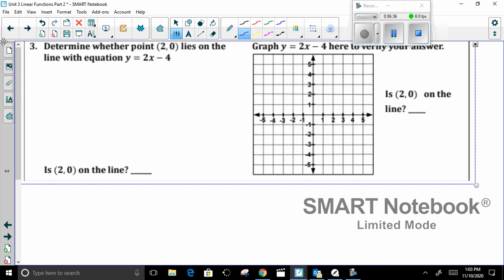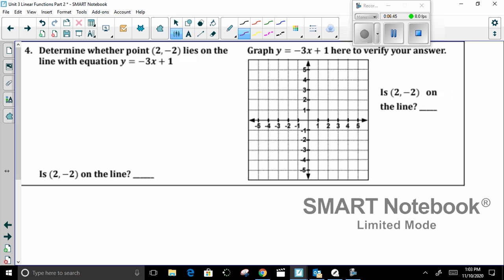All right, we're going to go ahead and skip 3. You're going to do that later on. So you can either pause it and do it now, or you can do it once the video is done. We're going to jump to number 4 first. So let's look at number 4. Determine whether point (2, -2) lies on the line with the equation y equals -3x plus 1.